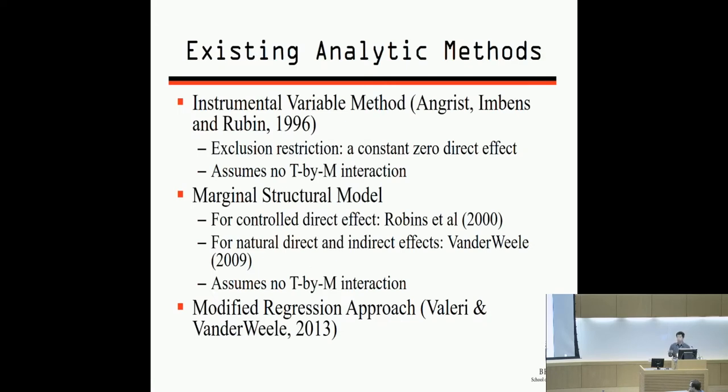There are several approaches that can be used to do the mediation analysis. Like Roy mentioned, the instrumental variable method is one approach. It basically assumes that there's no direct effects, all right? There's only indirect effects. And with some set of assumptions, you can estimate this indirect effect, either called the complier treatment effect or just the instrumental variable, the IV treatment effect. And they assume there's no exposure-mediator interaction. Sorry, this is a typo here, it should be A. So no A by M interaction.